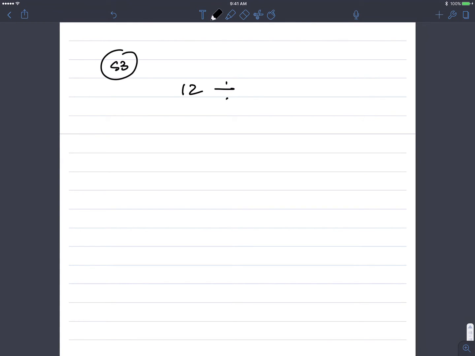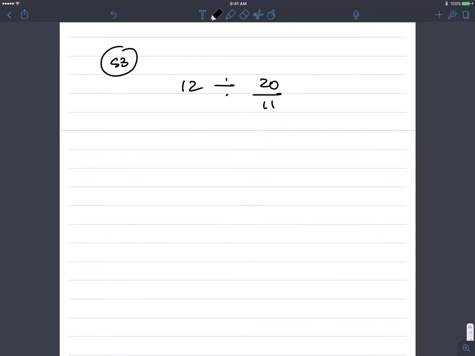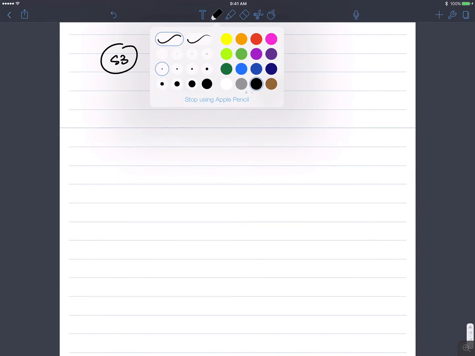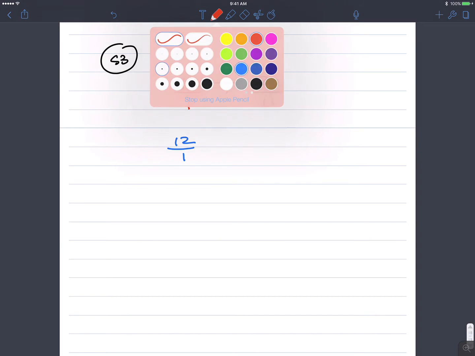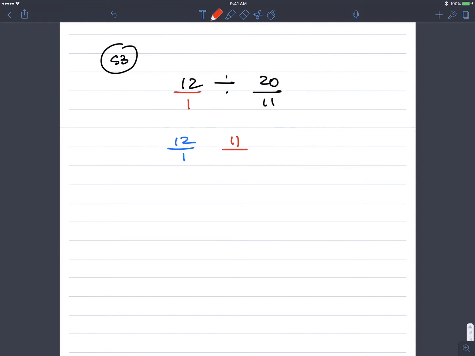12 divided by 20 over 11. Now remember, we got a whole number here. We can describe that 12 as a fraction, and now we're dividing two fractions. Remember what you do. You keep the first fraction the same, the second one you flip over, you write it as a reciprocal, and now you multiply.